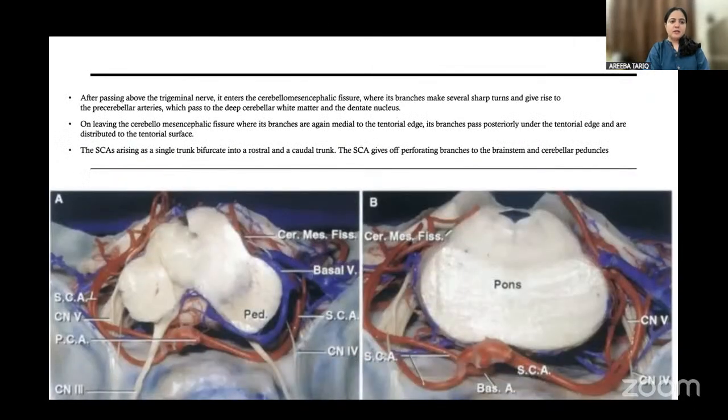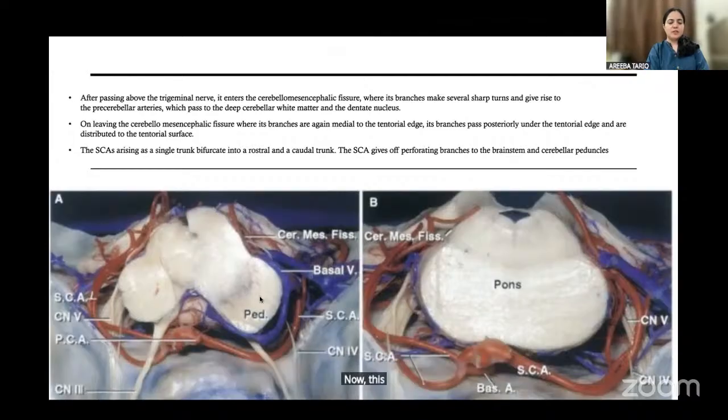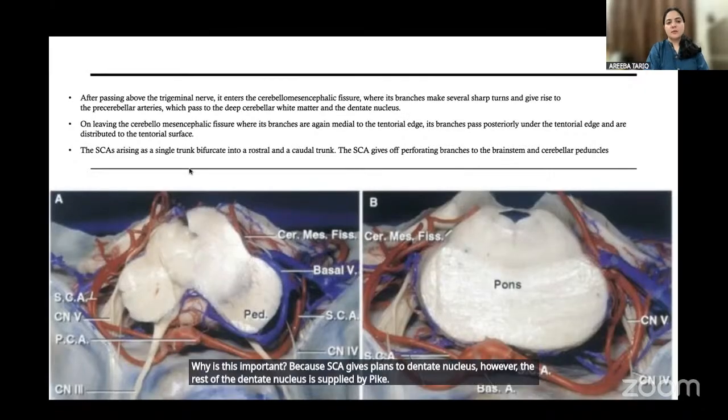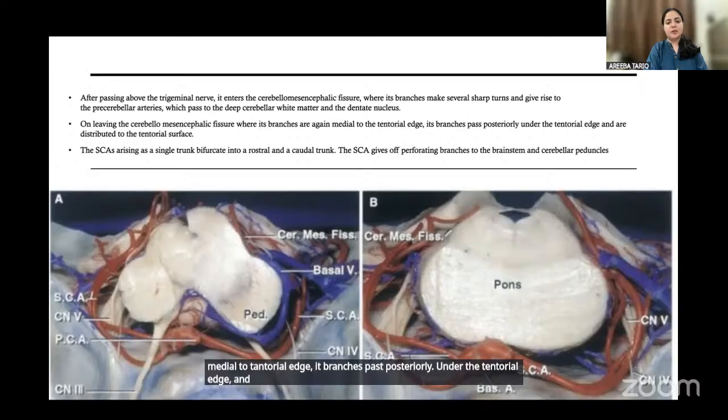And after passing above the trigeminal nerve, it enters the cerebellomesencephalic fissure, the fissure between the cerebellum and the midbrain, where its branches make several sharp turns and loops, giving rise to precerebellar arteries. Now, this passes deep to cerebellar white matter and dentate nucleus. Why is this important? Because SCA gives branches to the dentate nucleus. However, the rest of the dentate nucleus is supplied by PICA. On leaving the cerebellomesencephalic fissure, where its branches are again medial to the tentorial edge, its branches pass posteriorly under the tentorial edge and are distributed over the tentorial surface of the cerebellum, the surface which is supplied by the SCA.